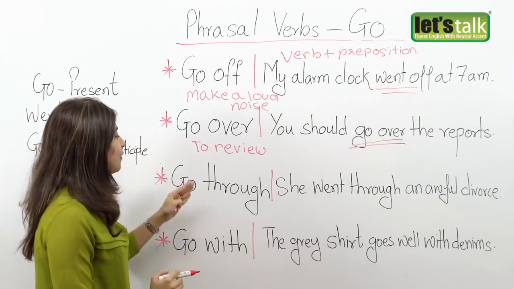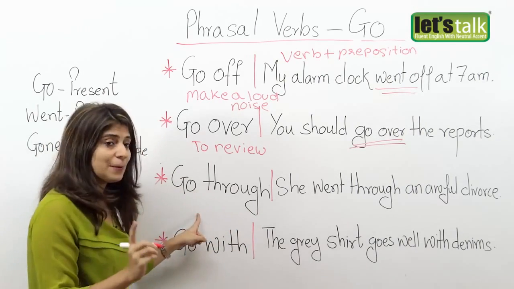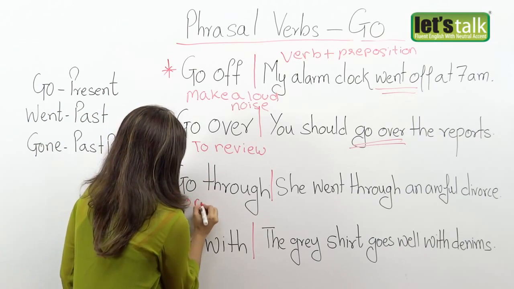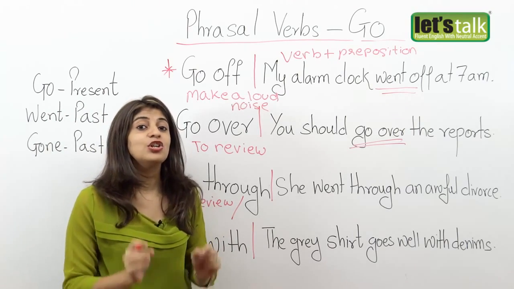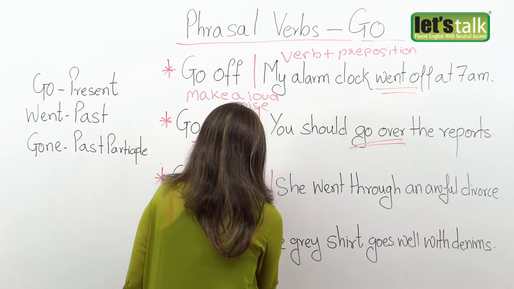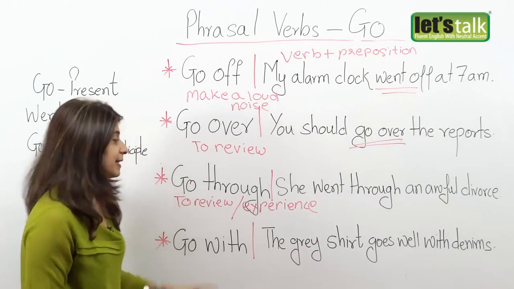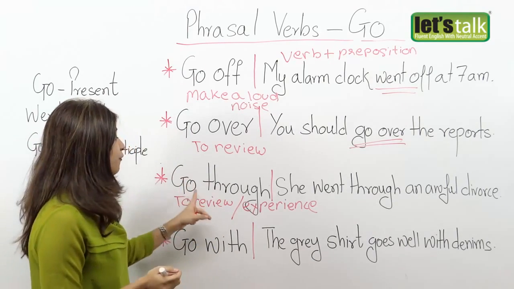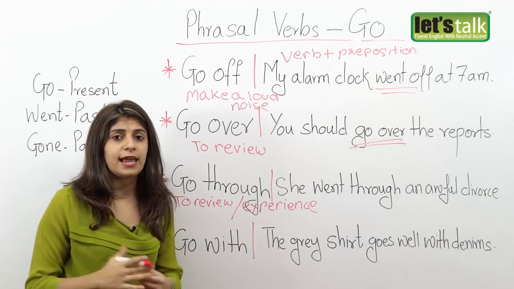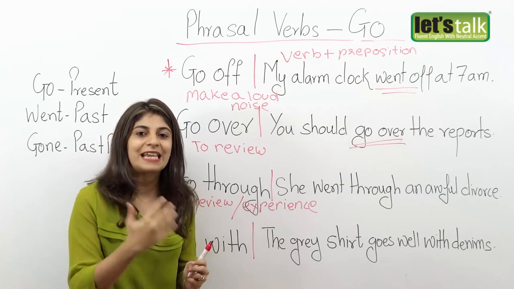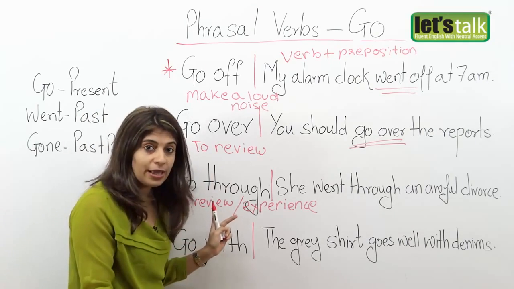The next one that we have is go through. Now go through, of course, also means to review. But it also has another meaning, that is to experience. Okay, so it has two meanings. I'll give you examples. If you have to use go through and what you mean is to review, then you can always say, oh, I went through the reports. This means again that you saw the reports, you went over it, or you went through it, okay?